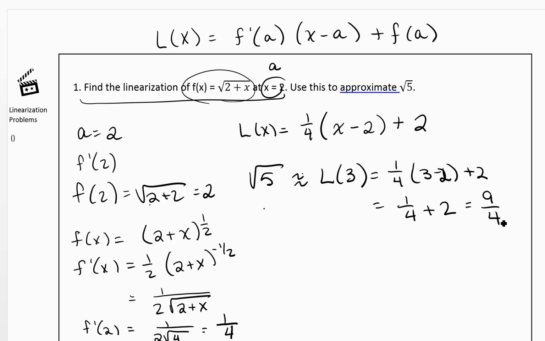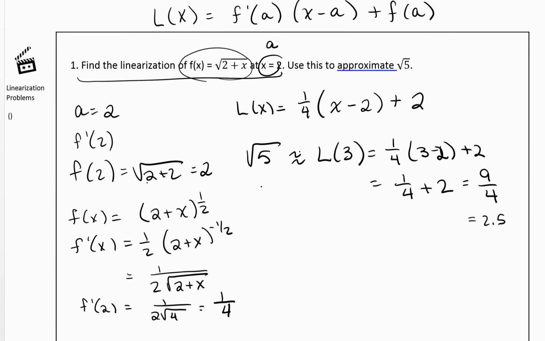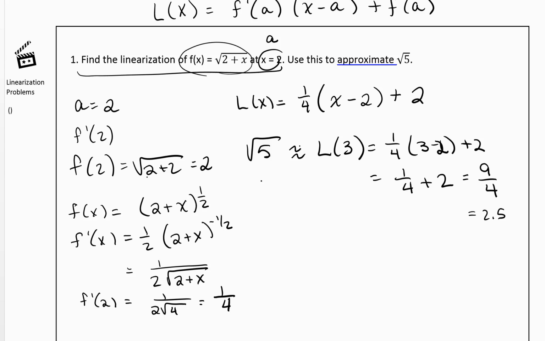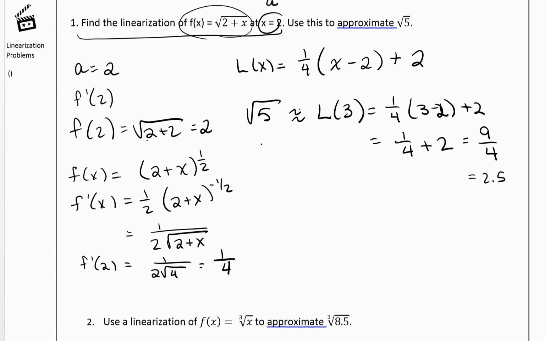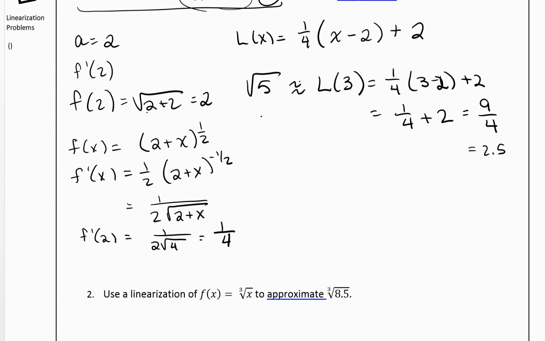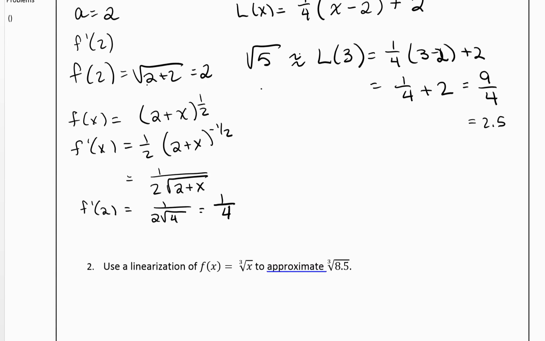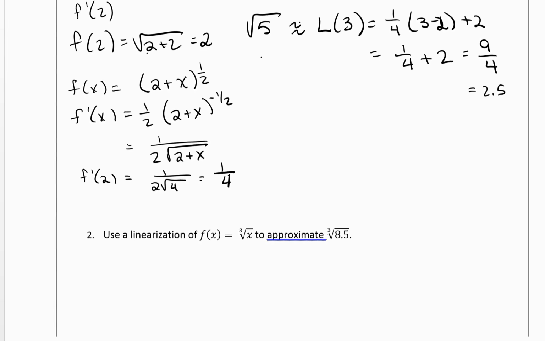So this would be 9/4, right? Which is 2.25. And if you put the square root of 5 in your calculator, you get 2.236, right? So pretty close. And you'd be able to do all of this without using your calculator at all. What we're saying is, if you were stranded on a deserted island and needed an approximation for the square root of 5, this would be a way to do it.